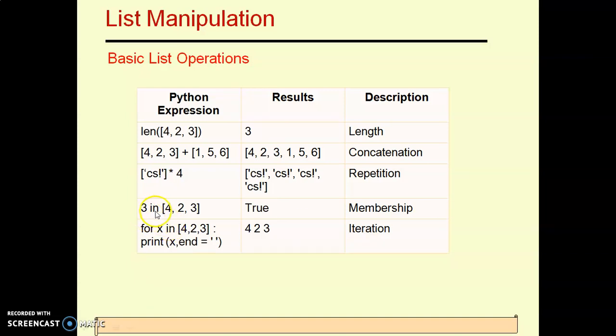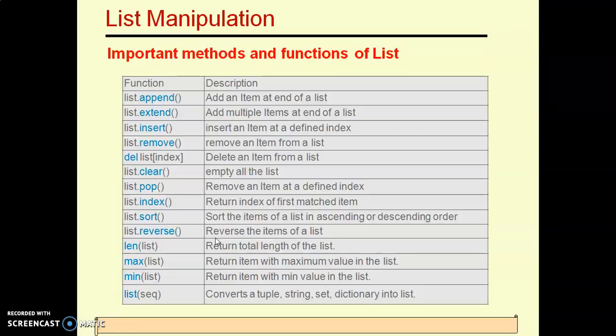Now if I write 3 not in this list, then it will be true or false, because "not in" means that the particular element is not in the list. Now iterating through the list: iteration means we have to apply a loop, so a for loop is used for iteration. For any element x in this list, print x. It will print all the elements irrespective of the brackets. It will not print the brackets and commas. So it will take 4, 2 and 3.